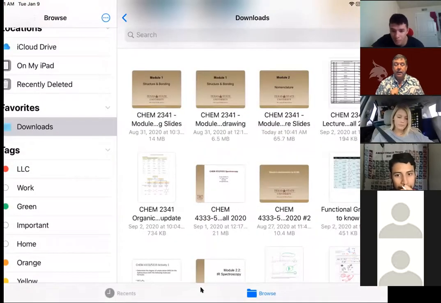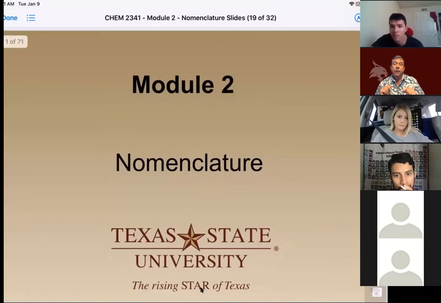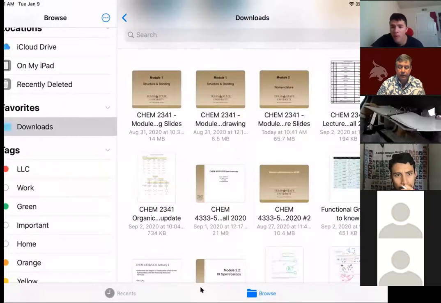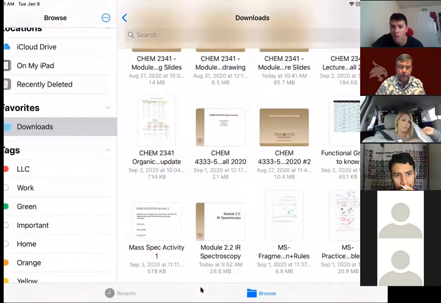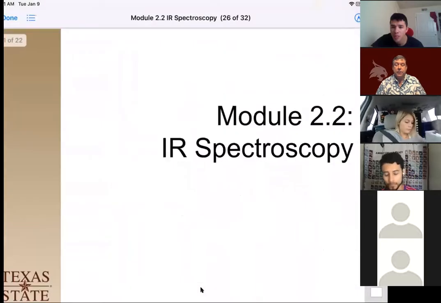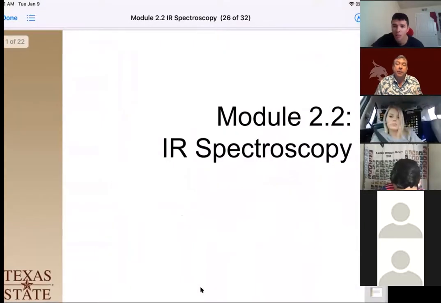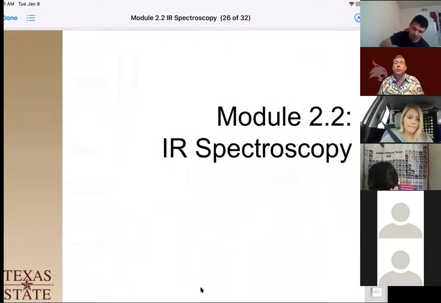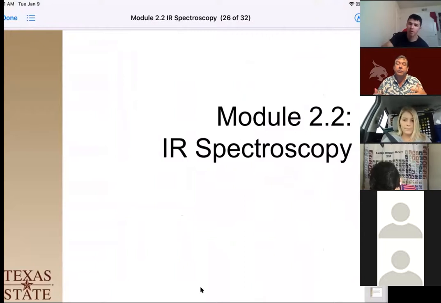Okay, if there are no questions, I want to take these last 10 minutes and start with section 2.2, IR spectroscopy. And we're going to start with the general concept of what IR spectroscopy is, and then we'll start doing actual individual functional groups later. Probably we'll finish that on Monday.